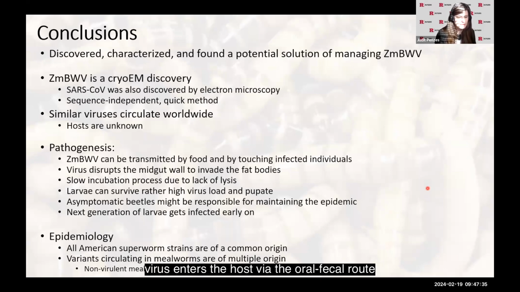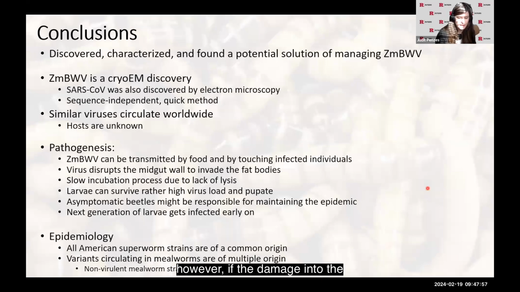We could set up a model of the pathogenesis of ZMBWV, suggesting that the virus enters the host via the oral fecal route, then starts replicating in the midgut wall. Then once the midgut wall is destroyed, it breaches the midgut, invades the fat bodies, and this is what leads to the ultimate death of the animal.